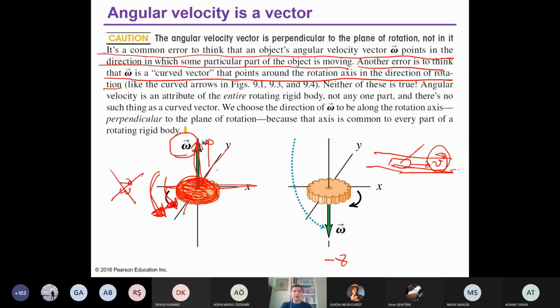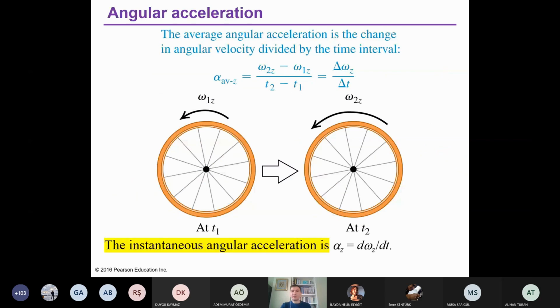So now let me continue with the angular acceleration. Look at the term. Now we are talking about the acceleration. Up to now we have discussed the angular velocity and angular coordinate. Now we will continue with the angular acceleration. Look at this one. What do you see here? This is the direction of the rotation, counterclockwise, okay? And here you see omega 1z.